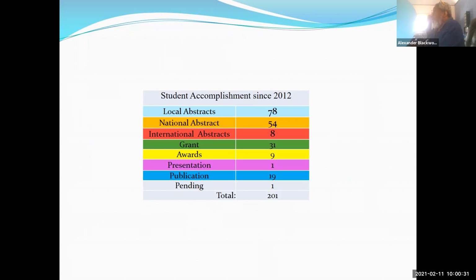Since 2012, we have 78 local abstracts, 54 national abstracts, 8 international. The number of publications is higher than that, and we're at about 250.